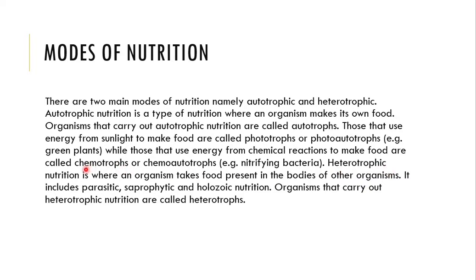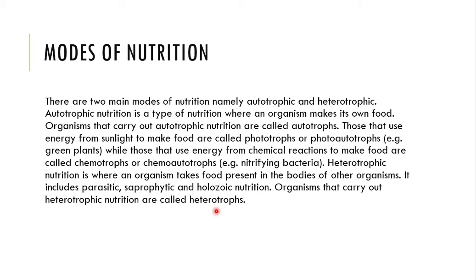Heterotrophic nutrition is where an organism takes food present in the bodies of other organisms. So this is a type of nutrition where an organism obtains food that is already present in another organism. Under heterotrophic nutrition, we've got parasitic, saprophytic, and holozoic nutrition. Organisms that carry out heterotrophic nutrition are called heterotrophs. Heterotrophs are simply organisms that obtain food that is already present in the body of another organism. For example, you and I, we are heterotrophs.